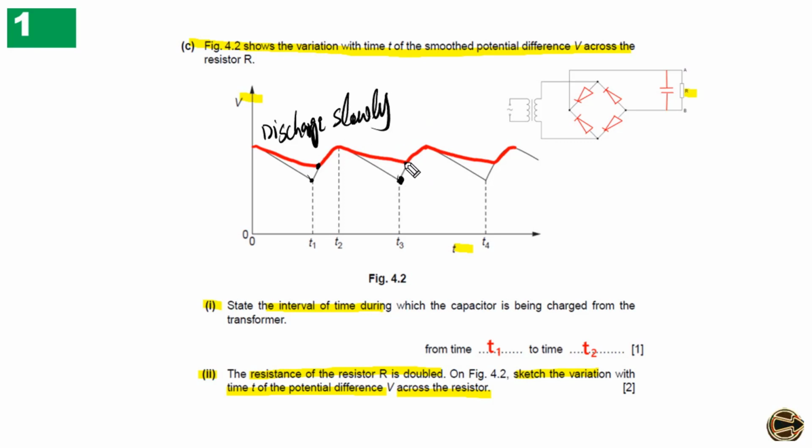If you compare these 2 points, you can see potential difference is greater. If you compare this point, potential difference is also greater if we increase the resistance of the resistor. So this is how we can answer this question. And this is a typical question, very common in A2 physics. I hope you have a better understanding about this type of question now.